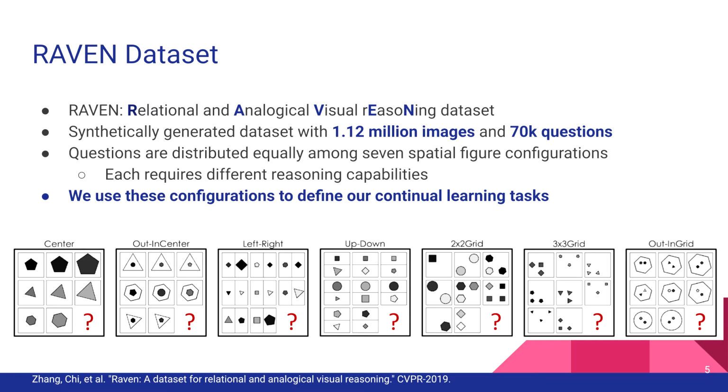The most interesting thing about the Raven dataset is that the questions are distributed among 7 unique spatial configurations shown at the bottom of this slide. There are configurations that include things like a single object in the center of an image, or 2 objects that have some type of relationship between them, such as outside or inside of one another, to the left or to the right of one another, up, down, or even configurations that consist of multiple objects in a grid-like pattern. Each of these different configurations requires unique reasoning capabilities. Since each configuration looks different and requires different reasoning capabilities, this creates a non-stationarity. So we use these configurations to define tasks in our continual learning setup.